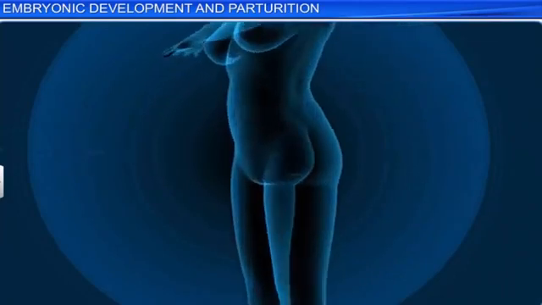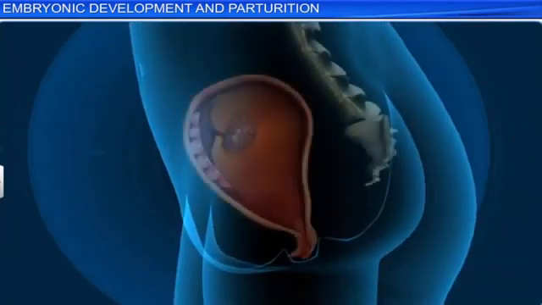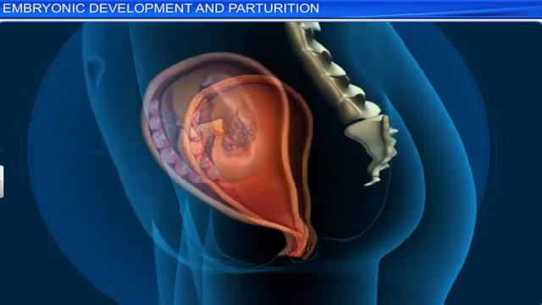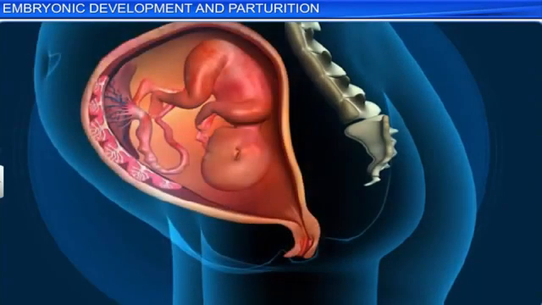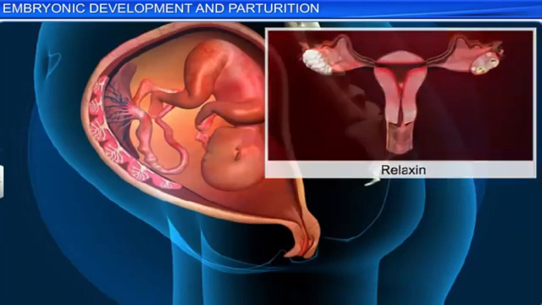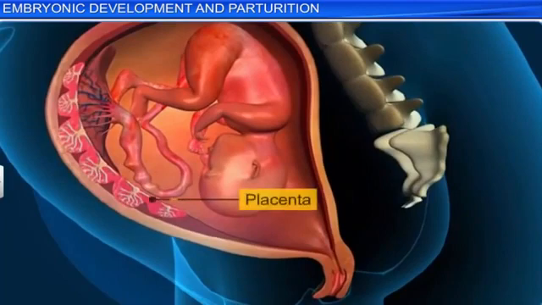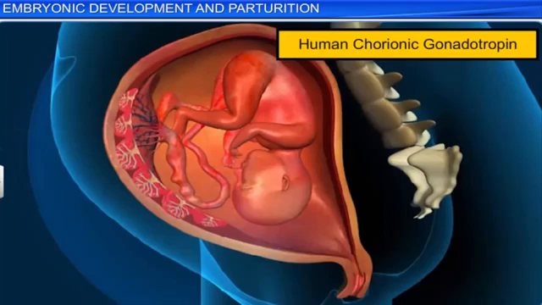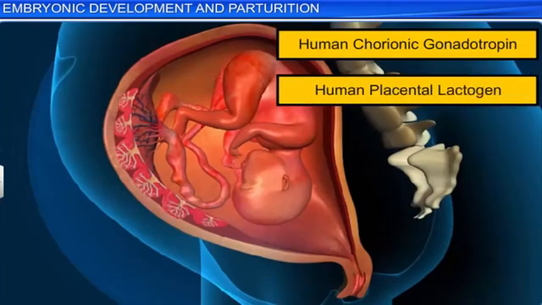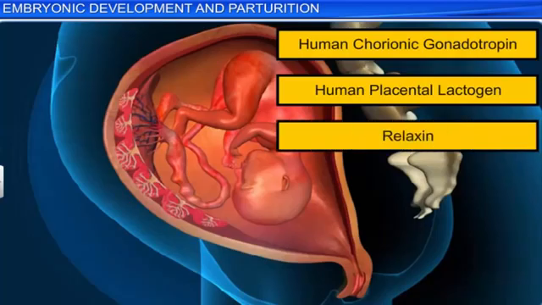Interestingly, while the fetus is undergoing several developmental changes, the mother's body too is undergoing several hormonal changes. The ovary, for example, starts secreting a hormone called relaxin. Likewise, the placenta starts secreting hormones such as human chorionic gonadotropin, or HCG, and human placental lactogen, or HPL. Incidentally, HCG, HPL, and relaxin are secreted only when a woman is pregnant.